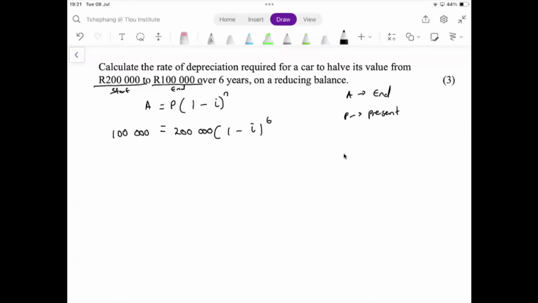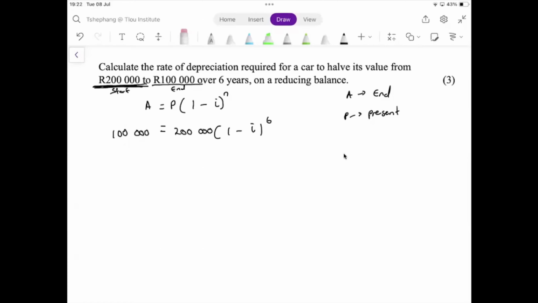Read the question properly. It's saying calculate the rate of depreciation for a car to halve its value from where? From 200,000. That's what the car costs. As you use it, it's going to depreciate in value. So you bought it for 200,000. After some time, it's going to decrease to 100,000. So the end amount is the 100,000. The beginning amount is when we bought it for 200,000. I'm hoping that makes sense.